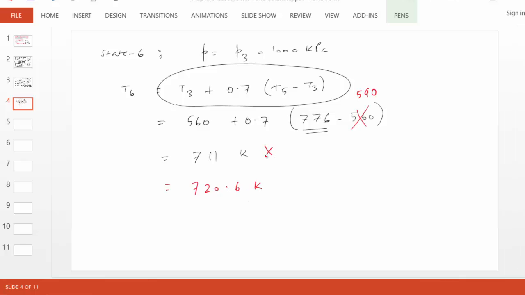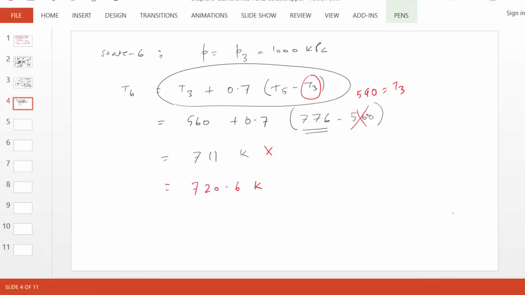So that's the value of verification. Look, the formula was correct. While substituting T3, I put in the value of T2 by mistake. T3 is 590, whereas T2 was 560.